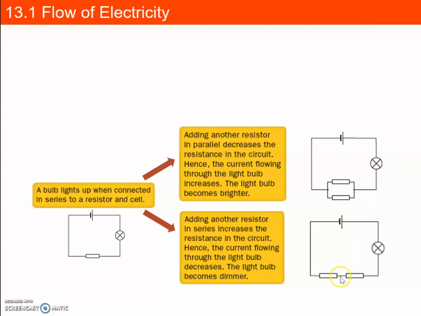However, if we have added the second resistor in series, this would actually increase the resistance in the circuit. Hence, the current that flows through the light bulb decreases and the light bulb becomes dimmer. So you see that if I add the resistor in parallel, the light bulb becomes brighter. But when I add the resistor in series, the light bulb becomes dimmer.